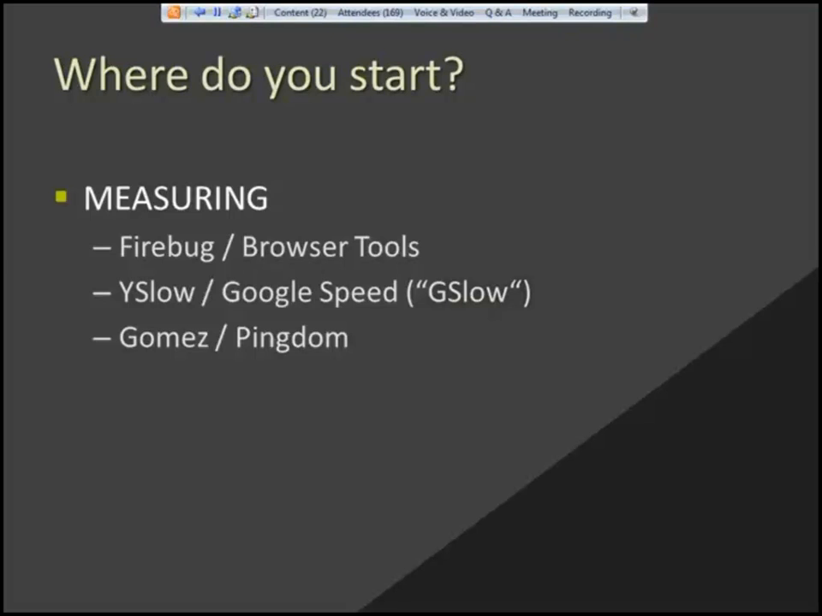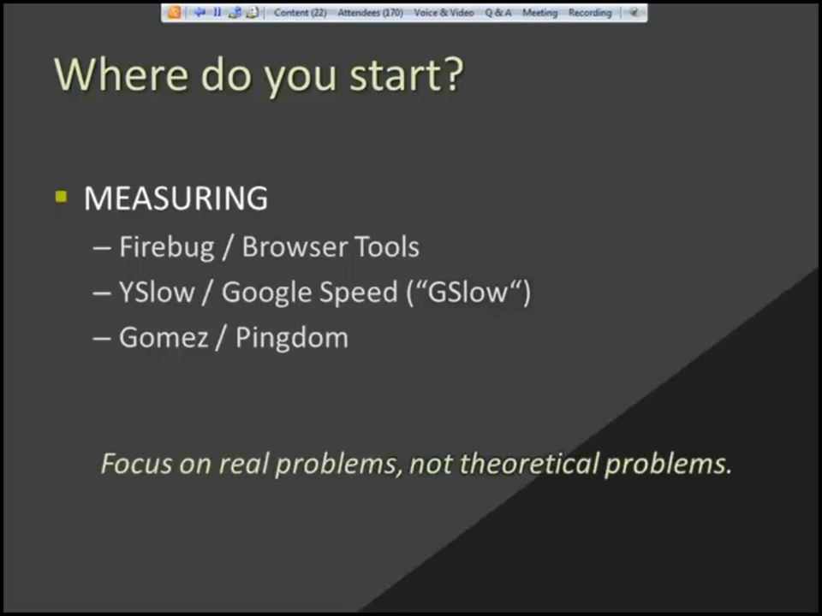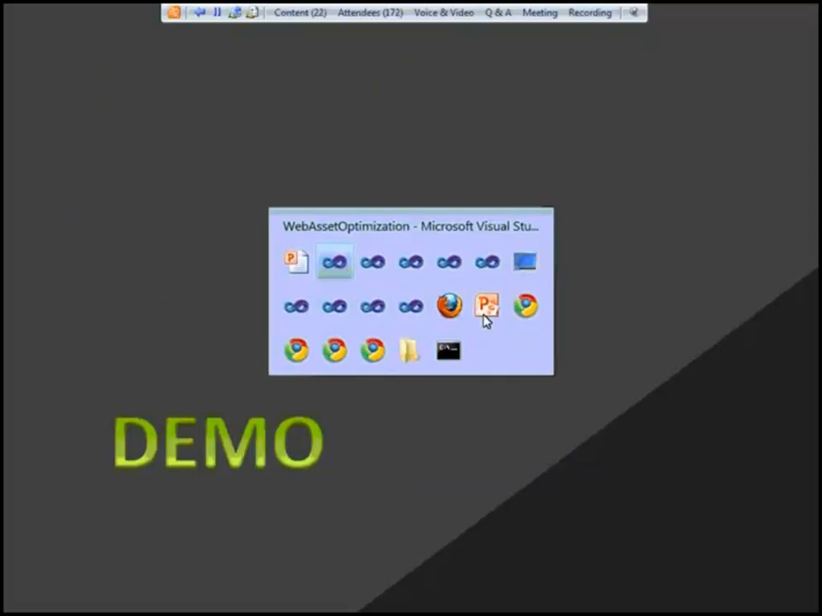You can also use tools like Gomez and Pingdom, which will take external servers, try to download your web pages so that you can see how your sites perform from servers across the globe and not from your own local location. That's great for seeing things like latency, connection speed, and how that affects your page's performance. The main point: focus on real problems you have, not on theoretical problems based on what you can fix, like we talked about today.